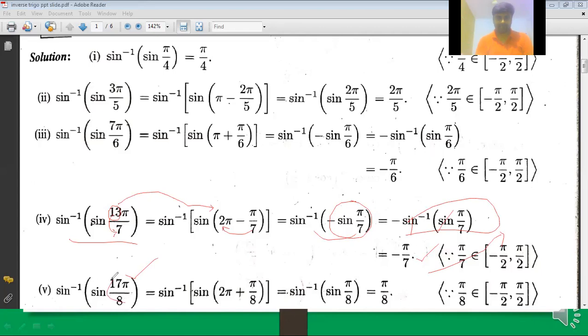8 to the 16, no? 16 is near to 17. Correct. 8 to the 16. 16 is near to 17. So 2 pi plus pi by 8 I can write.